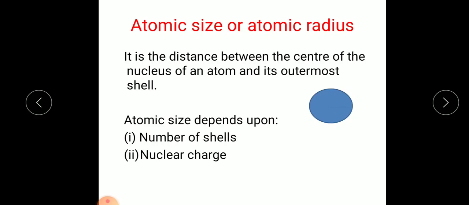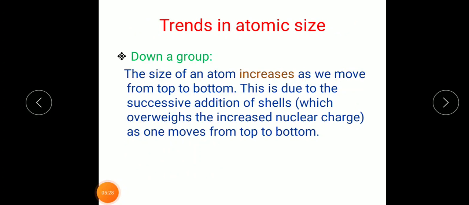Now, from the center of an atom to the last outermost orbit. Suppose you consider this last outermost orbit. Whatever distance is there from the nucleus to the last orbit, that we call atomic size or atomic radius. And this atomic size depends on the number of cells and nuclear charge. Now we'll see its trends.